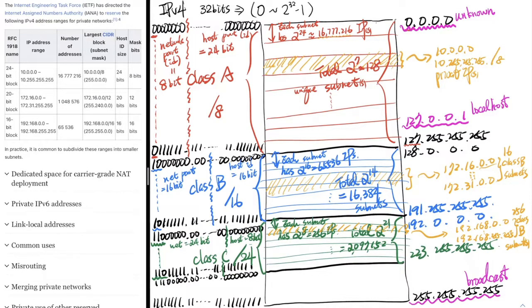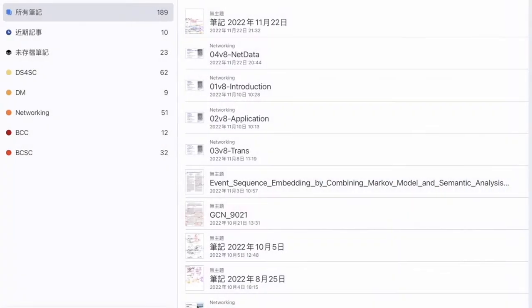And we have some special IP addresses. 0.0.0.0 is unknown, 127.0.0.1 is localhost, and 255.255.255.255 is the broadcast IP address. Okay, I think you have to remember all of these things because we use these IP addresses in the later classes. Okay, so let's go back to DHCP.